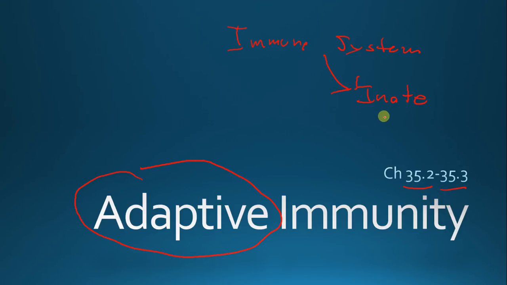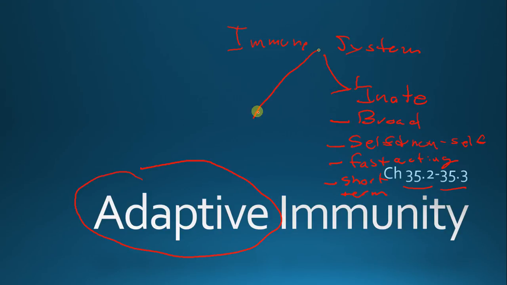So the innate immune system is broad, differentiates self and non-self, and it's fast-acting and short-term.